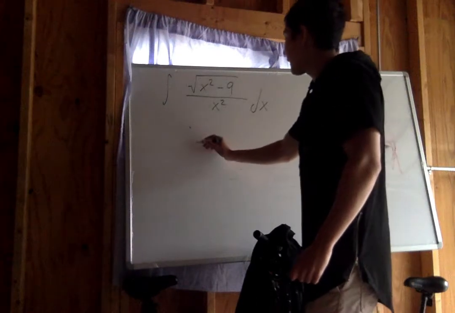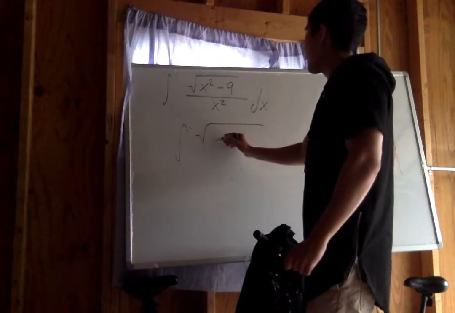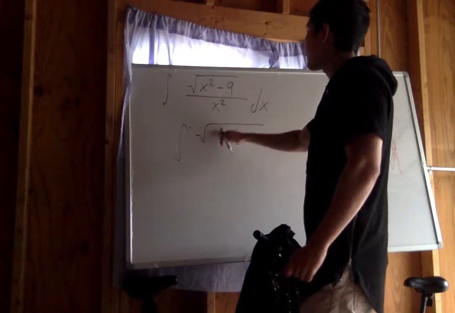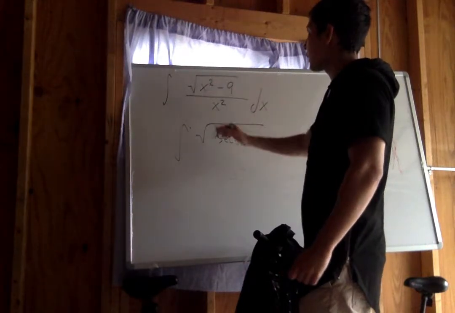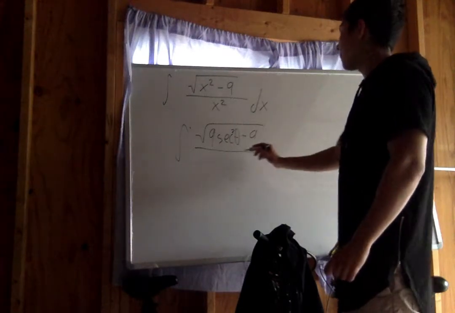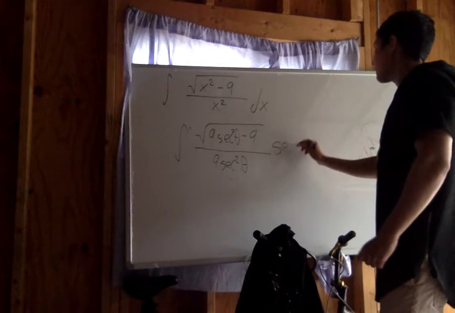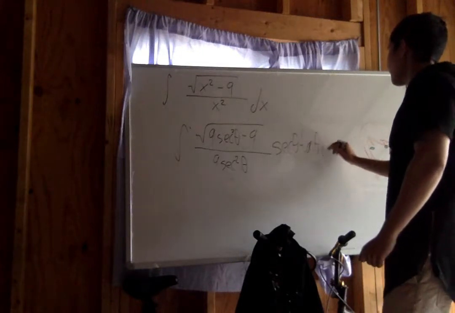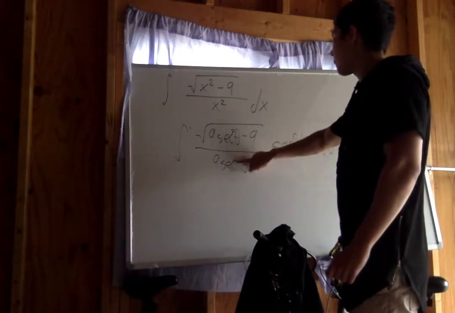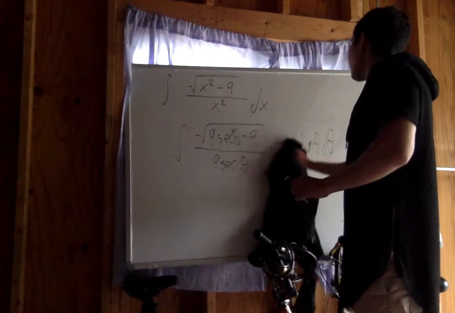We're going to replace everything here. x was 9 secant theta. No, it was 3 secant theta, but I'm not going to show the step. So it's squared, so it's 9 secant squared theta minus 9 over 9 secant squared theta, and dx was 3 secant theta tangent of theta d theta. So now we could do some canceling here. This is just secant theta. We get rid of this.